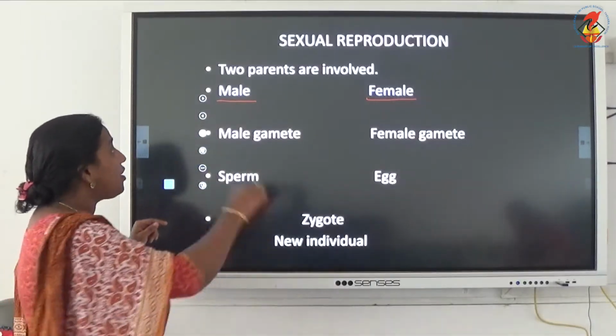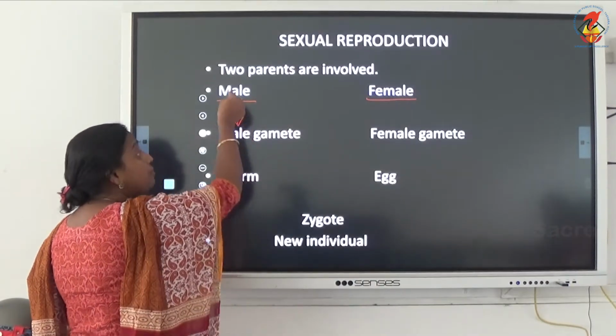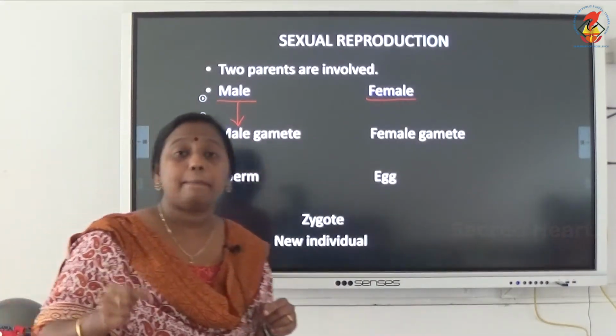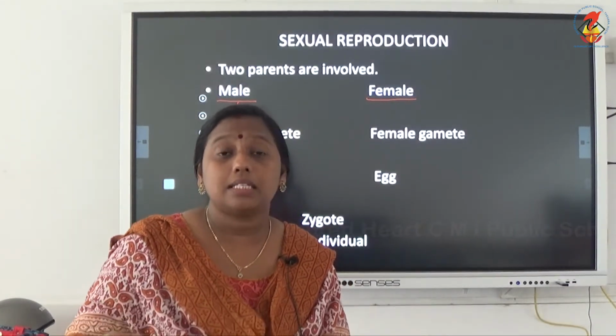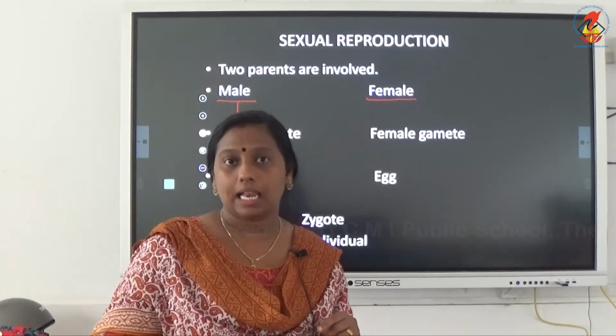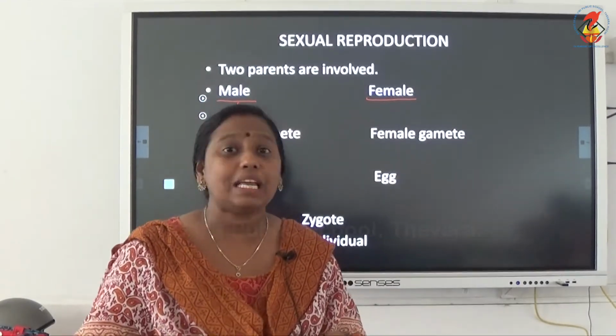Now, the reproductive cells which are produced from the male, you call them the male gamete. So, what do you mean by a gamete? Gamete is the reproductive cell. Okay, the cell which is capable of reproduction, you call it the reproductive cell.